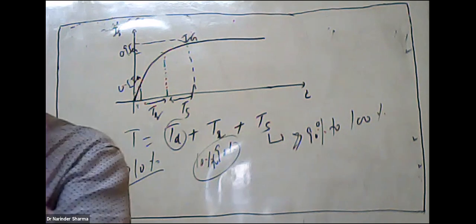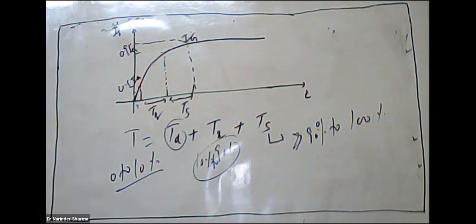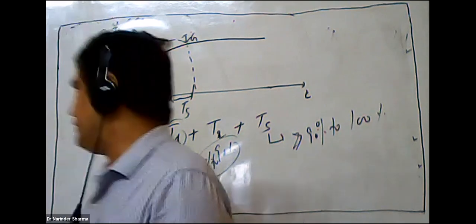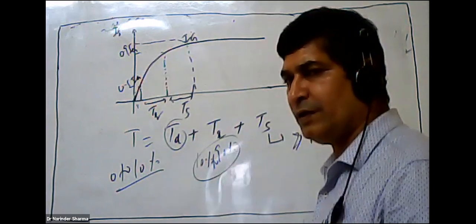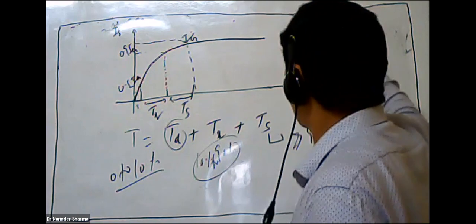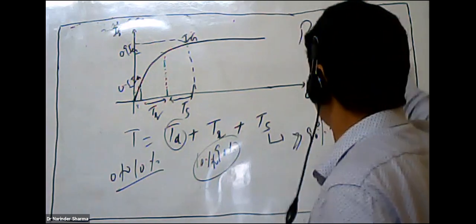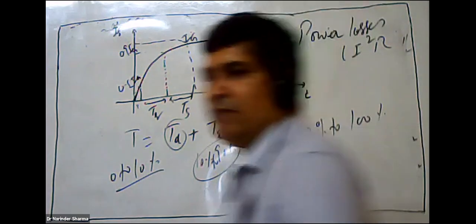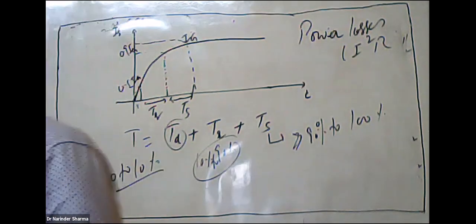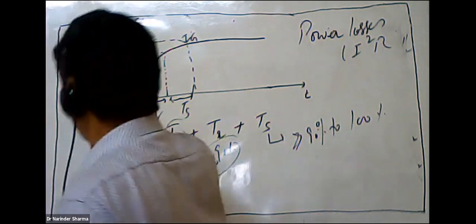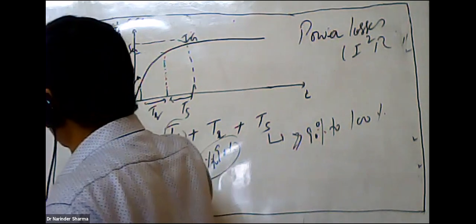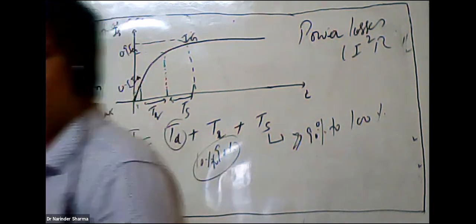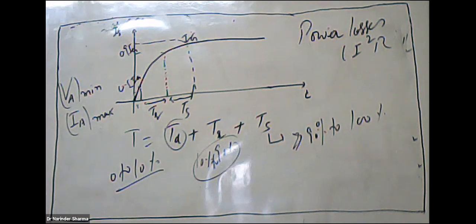As far as the switching characteristics are concerned, during the transition period power loss will occur. We know that when the transition is from on to off or off to on, power losses occur, and it would be I square R. When the anode voltage is minimum, at that time the anode current would be maximum.